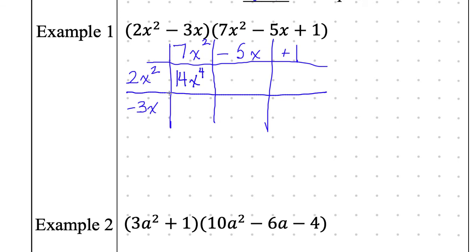Give yourself 50 XP. Next, we have negative 5x times 2x squared. Caroline? Negative 10x to the 3rd power. Thank you, Caroline. Next, we have 1 times 2x squared. Colby? 2x squared. It is indeed 2x squared.